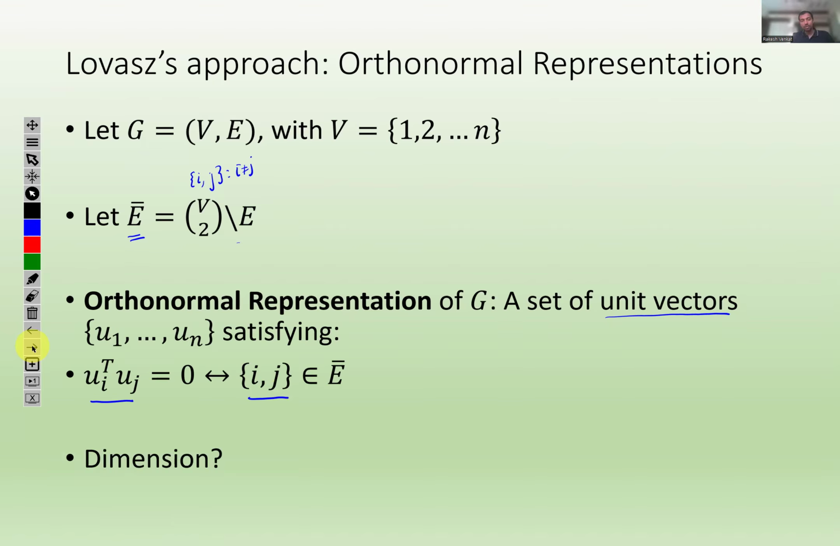Now, the first question you might want to ask is, what is the dimension of these vectors? I have not quantified what space these vectors are lying in, right? So, can someone think of what should be the dimension, or what dimension is sufficient?